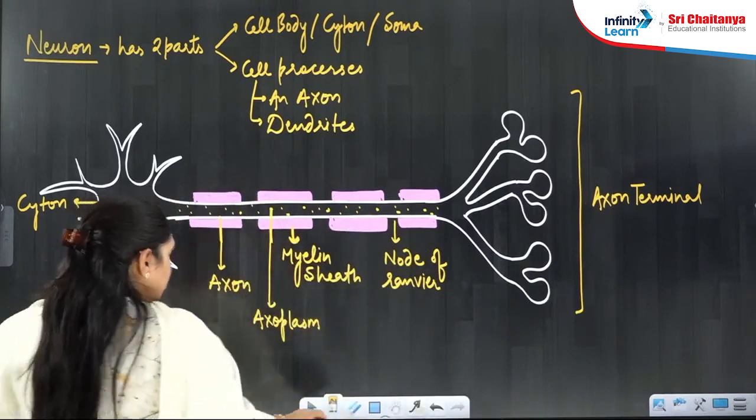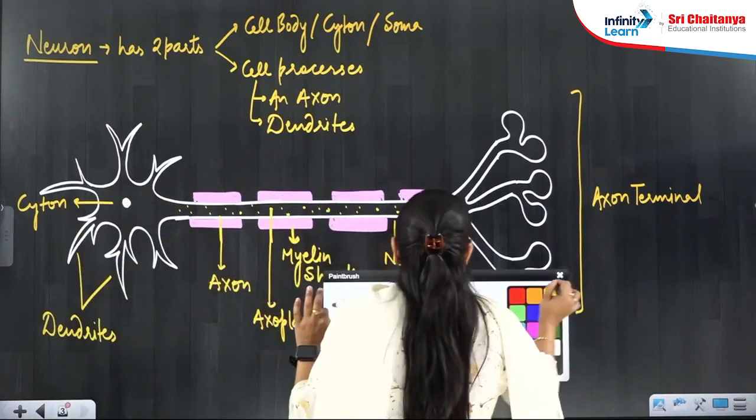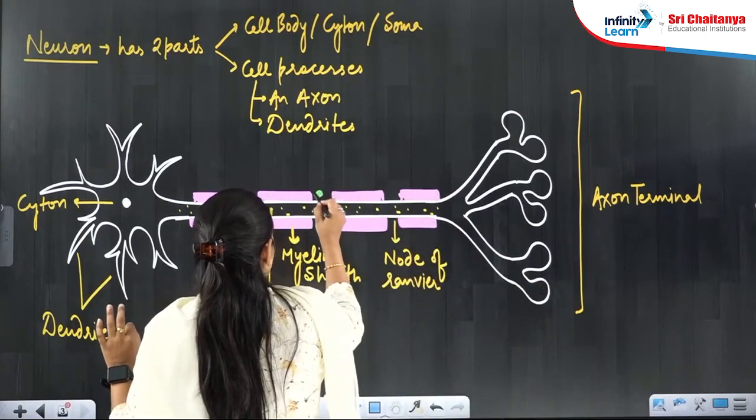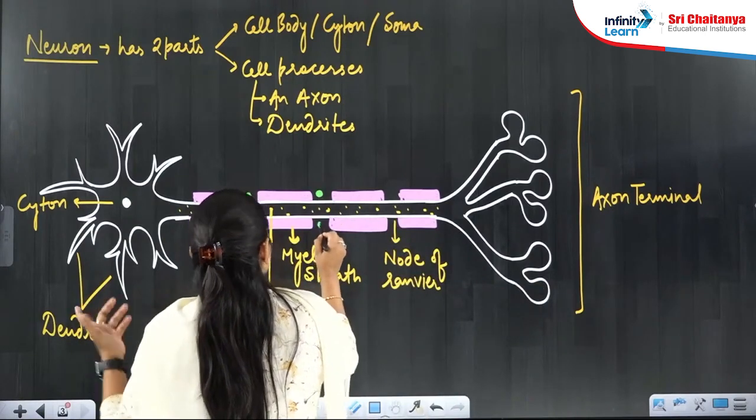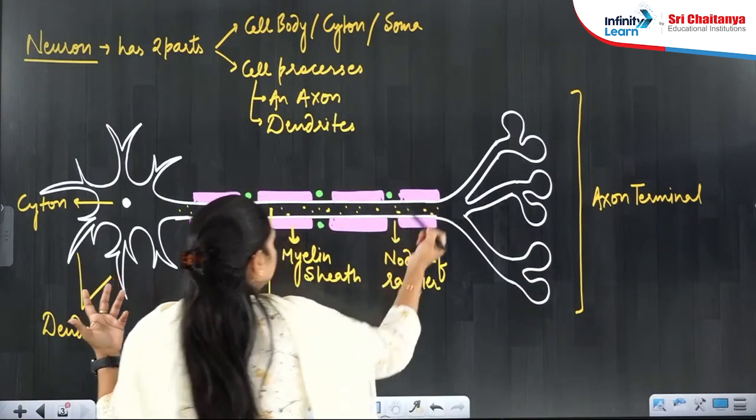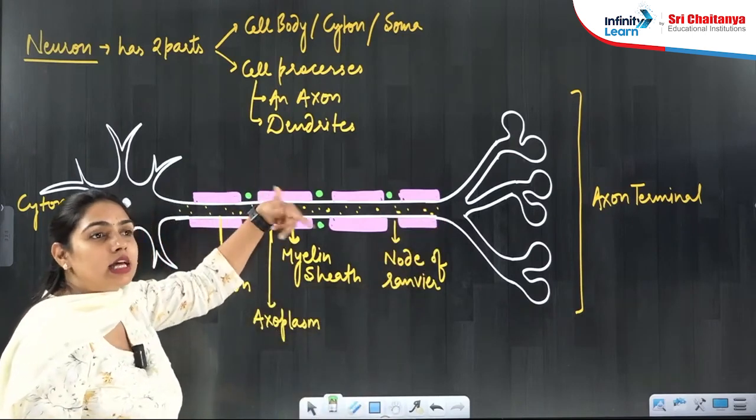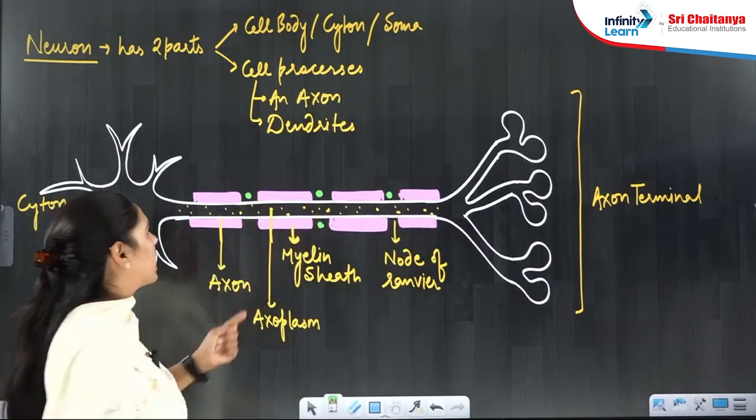So I am going to show you the Schwann cell. Let us suppose this is the nucleus of the Schwann cell. This is also a nucleus. Many Schwann cells are present, and this is the nucleus of a Schwann cell.